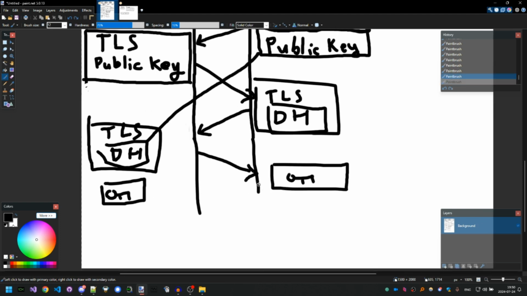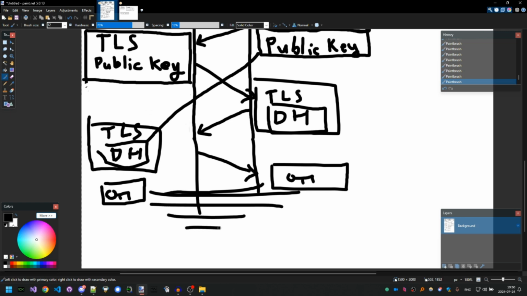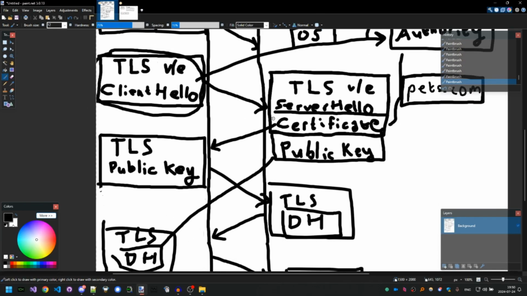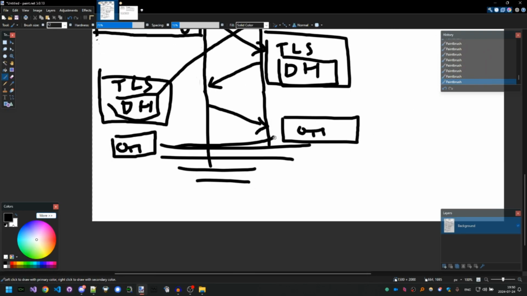And now they're going to start sending packets to each other using only the Diffie-Hellman shared secret. They don't need to use each other's public key or private key, which makes the encrypted communication faster, because it's faster to do AES than it is to do asymmetric encryption. And so this is like 1, 2, 3, 4, 5, I think, round trips or something.